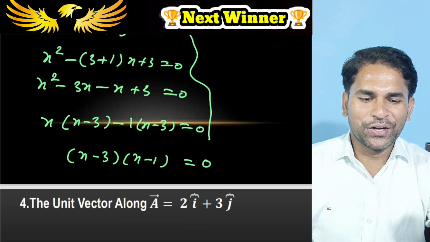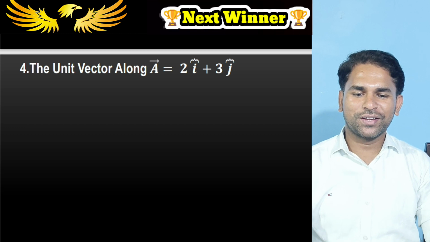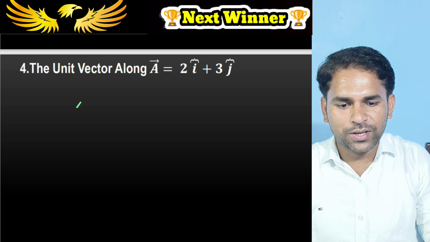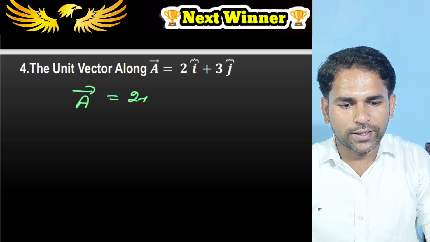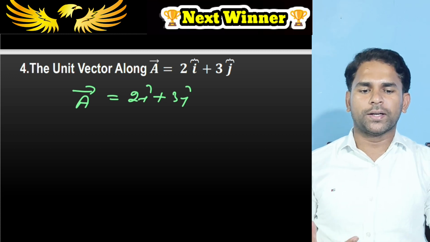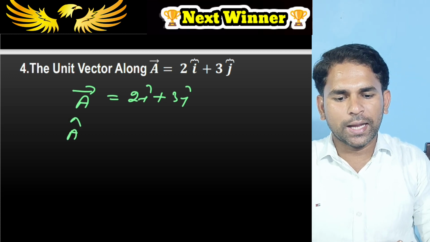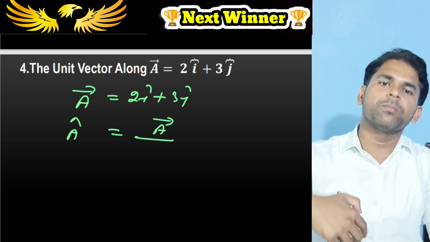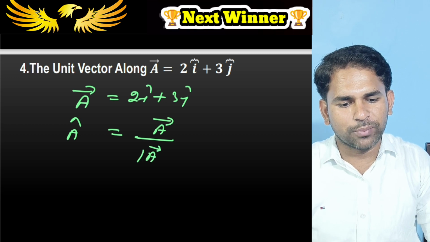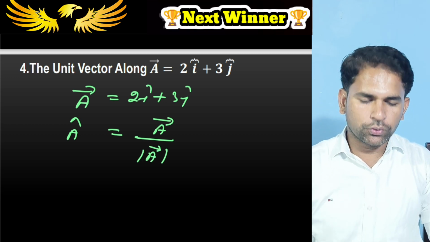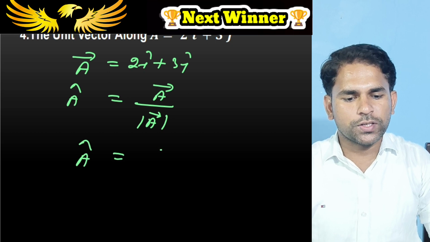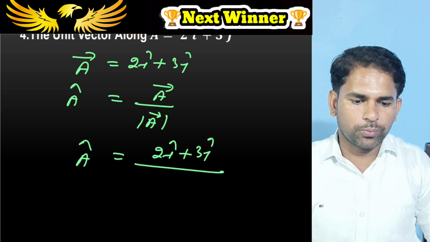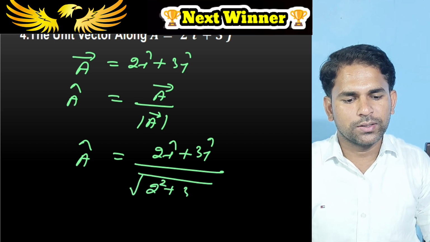Okay, now next question you can see on the screen, very good question. The unit vector along vector A. Unit vector asking means, vector A is given as 2 i cap plus 3 j cap, and they are asking the unit vector. Whenever the unit vector is asked, you can write A cap is equal to vector A divided by its magnitude. So how can you find the magnitude of A, can you tell me? First you place 2 i cap plus 3 j cap, divided by its magnitude. Magnitude means root over 2 square plus 3 square.